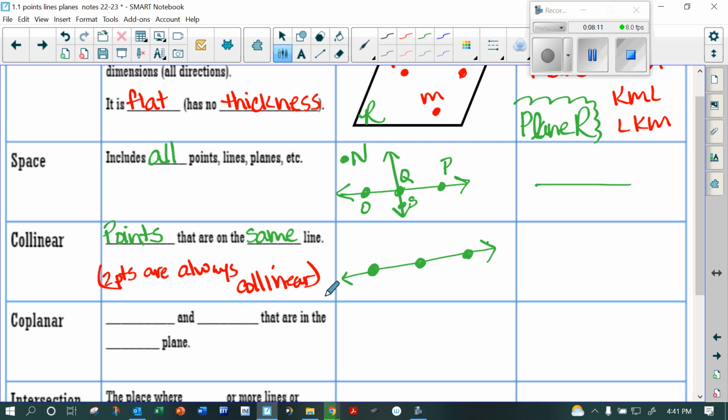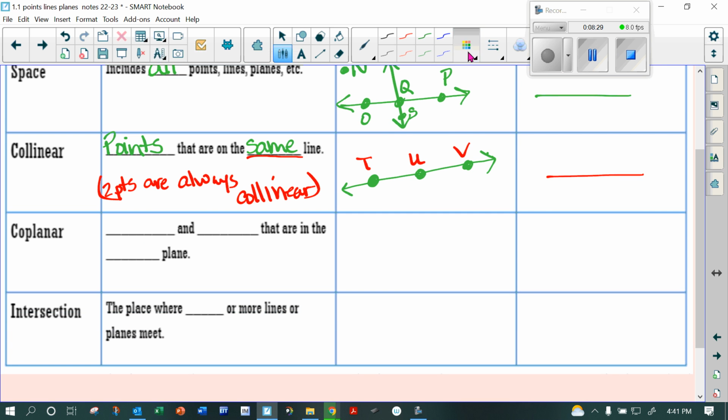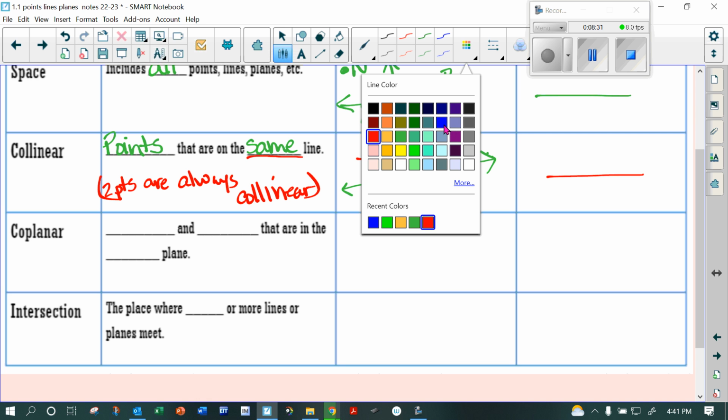Now, I told you my handwriting is kind of bad, but I think it's faster than trying to type it. All right, so we've got point T, point U, and point V. So these 3 points are collinear because they're on the same line, okay? And there's no way to name it. It's just a definition.